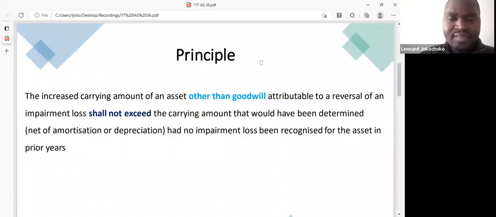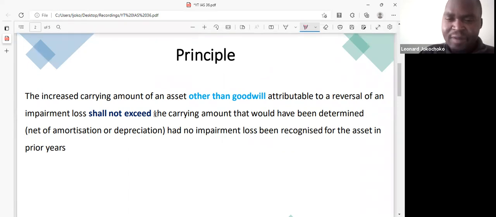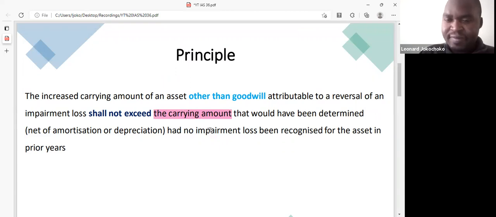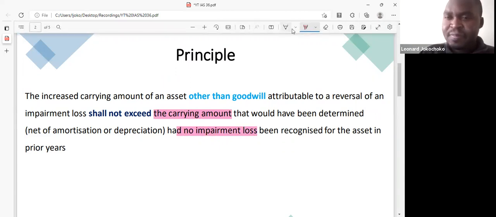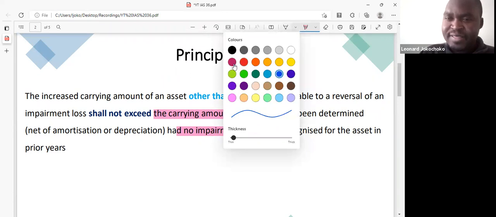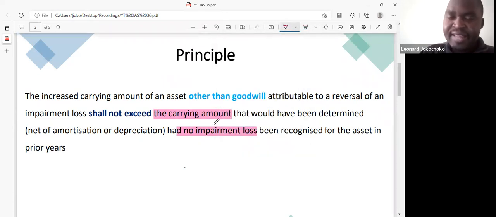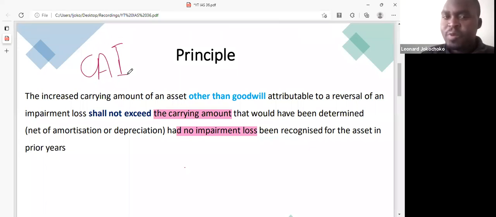When we're going to do that, it is important to note that the increased carrying amount of the asset should not exceed the carrying amount that would have been recognized if no impairment was recognized in our books. Now, there are two principles to note. The first one is that our asset has been impaired, and as a result, its carrying amount also reflects that. I'll call it carrying amount impaired. We also need to know what the carrying amount without impairment is. I'll call it carrying amount without impairment.